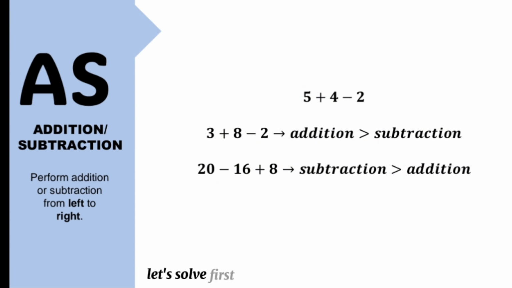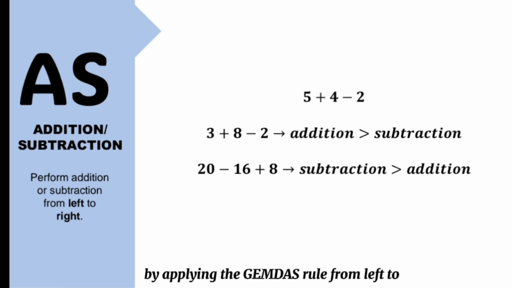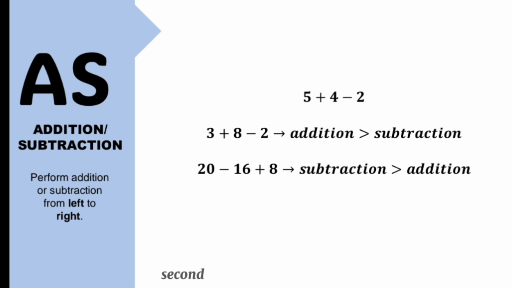Let's solve first the addition because it occurs first before the subtraction, by applying the GEMDAS rule from left to right. Second is 20 minus 16 plus 8. In the second equation, by applying the GEMDAS rule from left to right, the subtraction appears first. So let's operate the subtraction first.